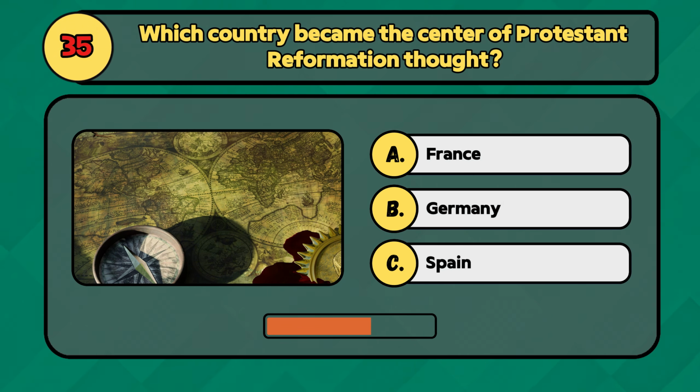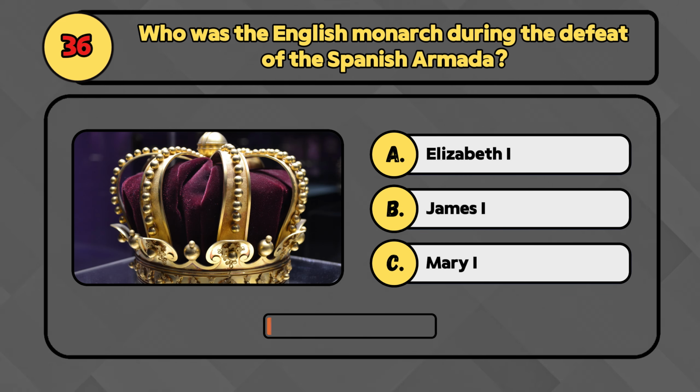Who was the English monarch during the defeat of the Spanish Armada? Elizabeth I was queen when the Spanish Armada was defeated in 1588. Which field did Copernicus revolutionize during the Renaissance? Copernicus changed astronomy by proposing a heliocentric model of the universe.